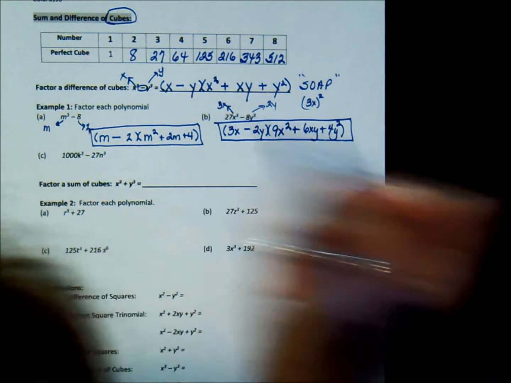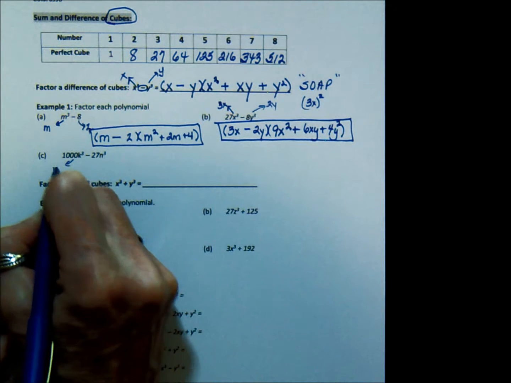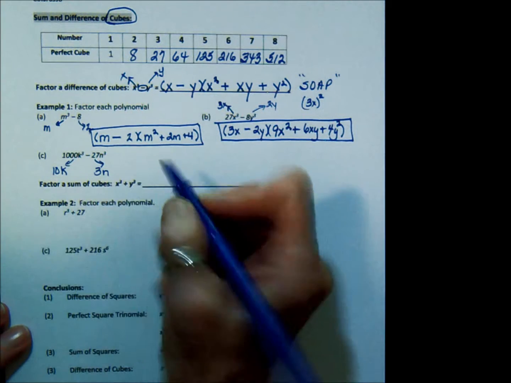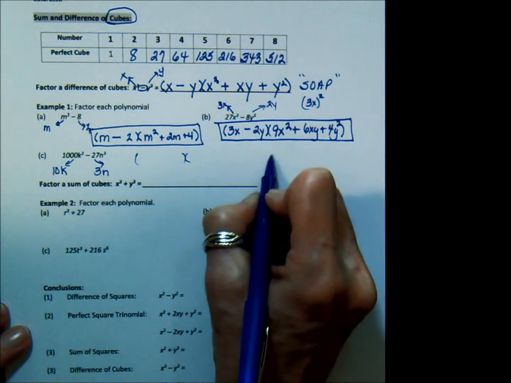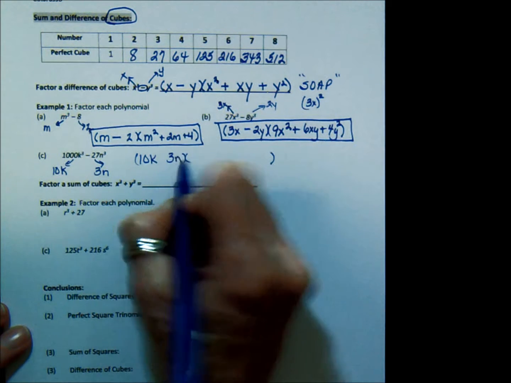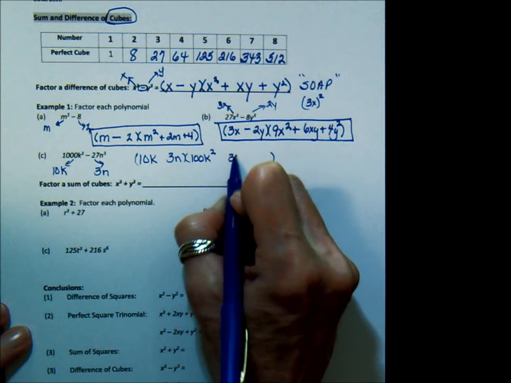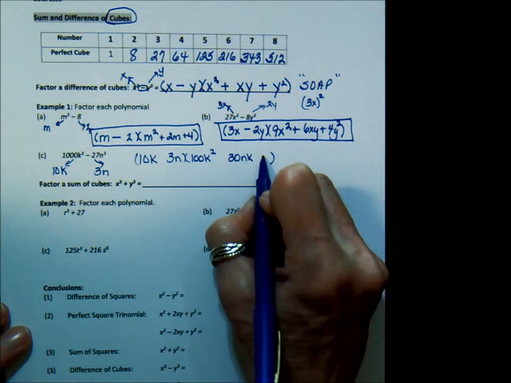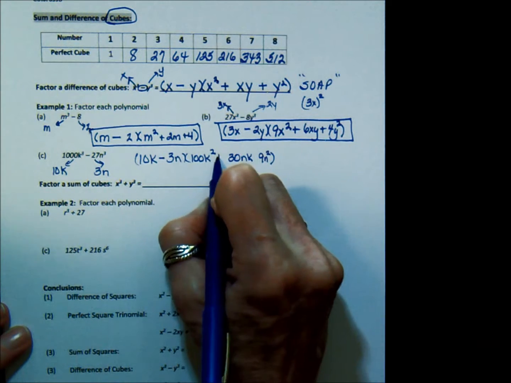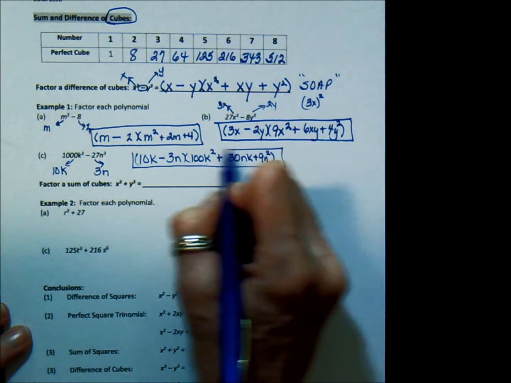Same recipe every time. What got cubed here is 10k. What got cubed here is 3n. So we make our parentheses and we say first, second, first one squared, multiply them together, second one squared. Same, opposite, always positive. Exact same recipe.